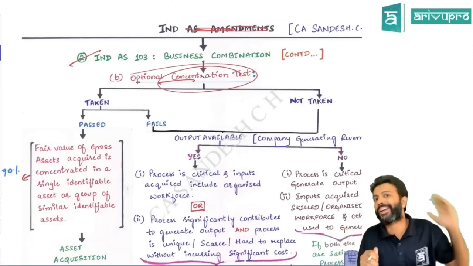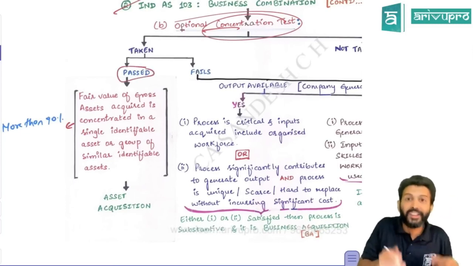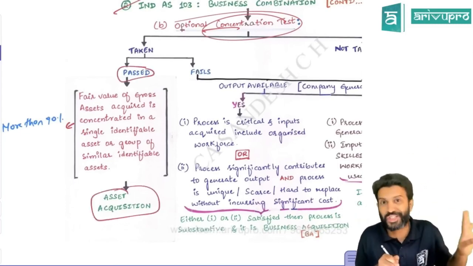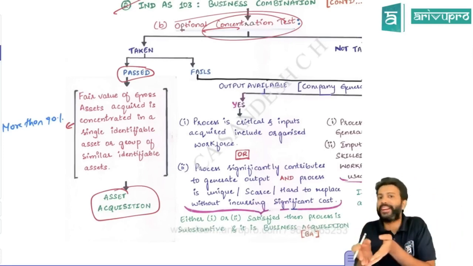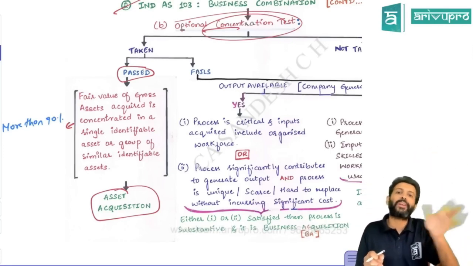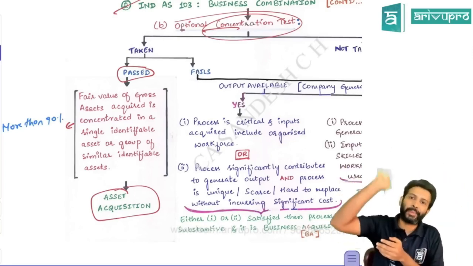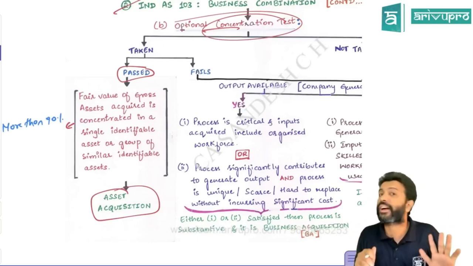If a particular company takes this test, and if the result of this test is a pass, it automatically becomes an asset acquisition, not a business combination. If it is an asset acquisition, then you can't apply IND AS 103. You'll have to apply the respective accounting standard. If you have acquired PP&E, you have to apply IND AS 16. Intangible asset, apply IND AS 38, like that. So if this test is taken and if it passes, directly it is an asset acquisition.